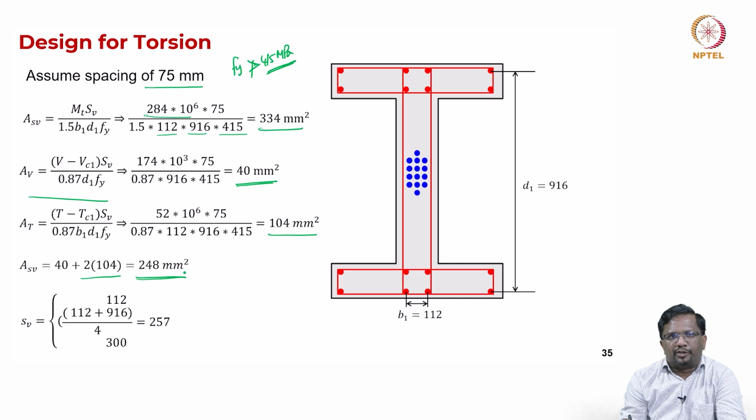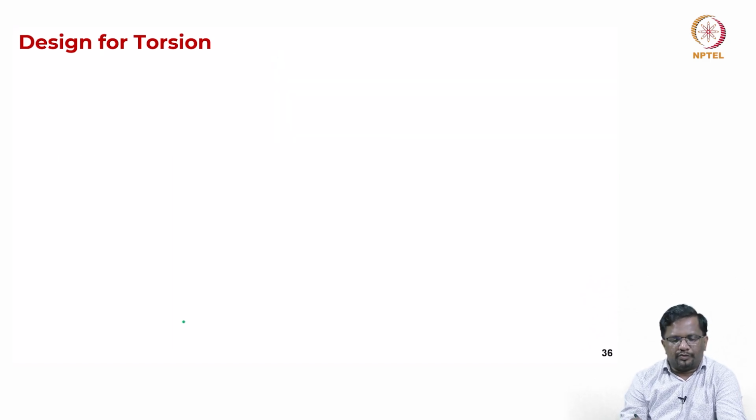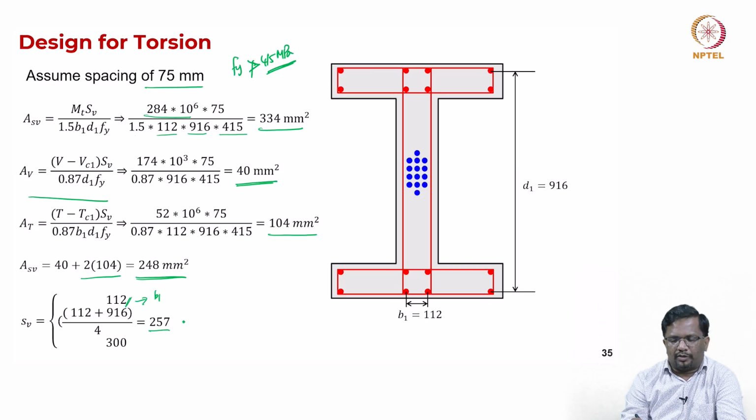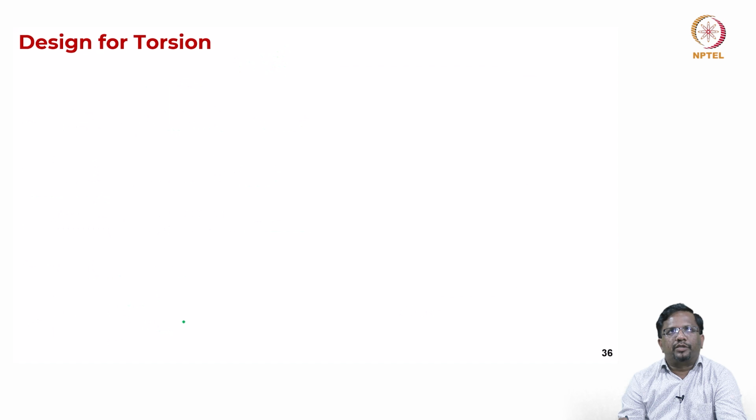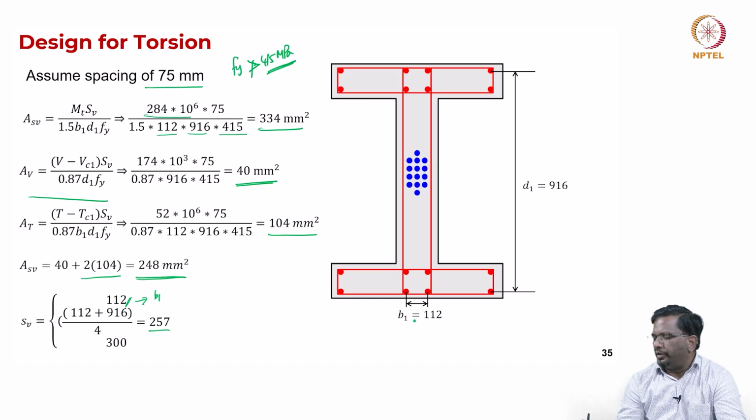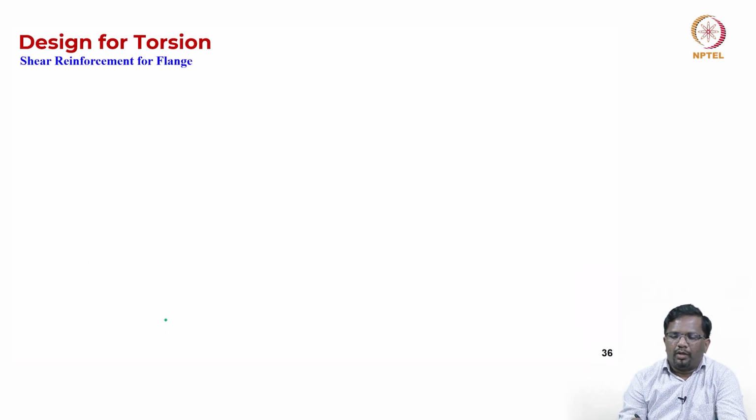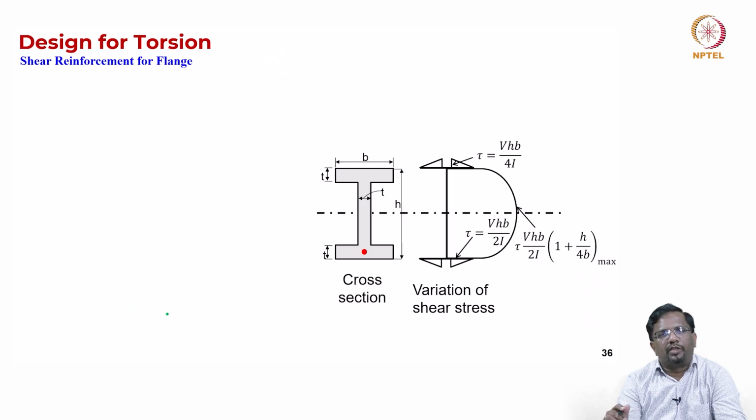Now again we have to check the spacing, it cannot be less than this 112, B1, this is nothing but your B1. The next one is your B1 plus D1 by 4, which is 257, or 300 mm. So if you substitute the least one, I need to take 112 as the spacing. Now, anyway we are assuming 75 millimeter, which is okay. So that is the reason we are taking B1 as 112 and D1 as 916 and so on. So this spacing is for the SV. Now for flange, whatever we have provided is okay.